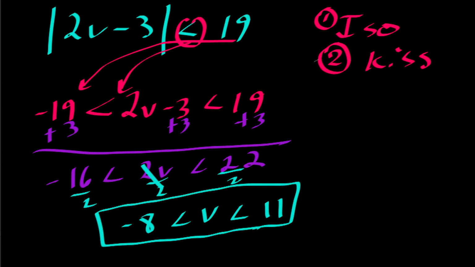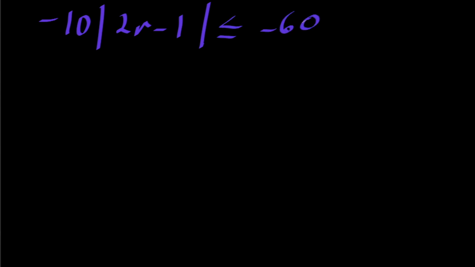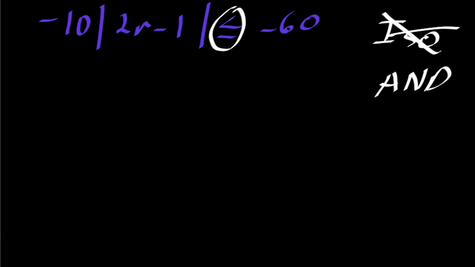All right, now, hopefully at some point you've thought, why is this dude making such a big deal about isolating? So this is the example I want to show you for that. I won't draw this out too much longer. Let's look at one last example. Negative 10, absolute value, 2r minus 1 less than or equal to negative 60. Now, let's say I forgot to isolate first. Let's just say for whatever reason, I'm having a bad day. I don't feel like isolating first. I'm just going to look at this and say it's an and. Now, here's why that's not true.